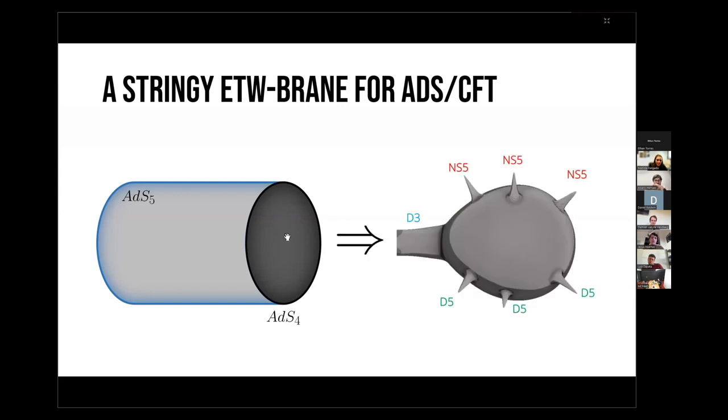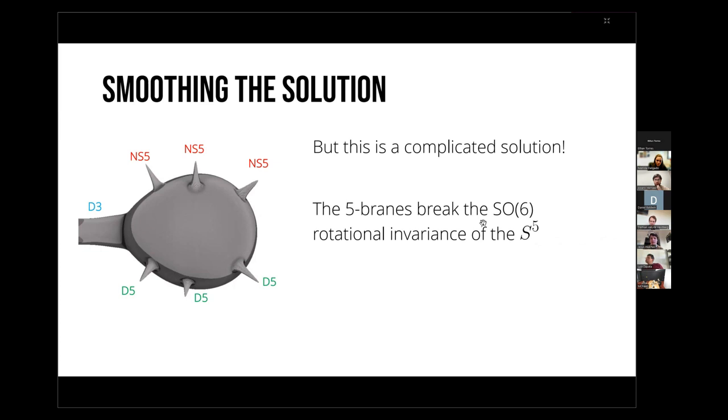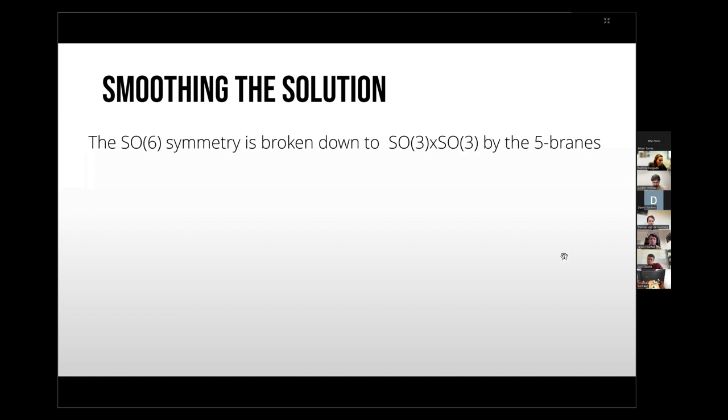As I told you, we want to interpret this end of the world brane for AdS5 x S5 as this stringy solution. But this is a complicated solution, as you can see, with a lot of parameters and a lot of subtleties. First of all, the 5-branes break the SO(6) rotational invariance of the S5, which makes the solution complicated. So we need to smooth the solution first to compare with the dynamical cobordism result. If you remember, in the dynamical cobordism we need a codimension 1 solution. So the SO(6) symmetry is broken down to SO(3) x SO(3).